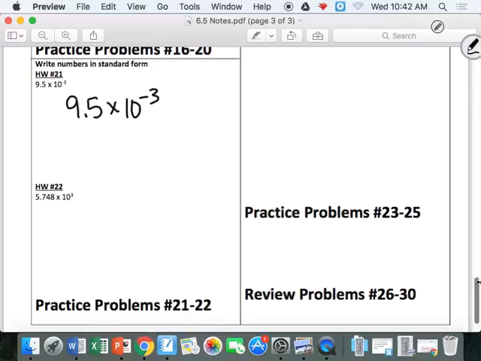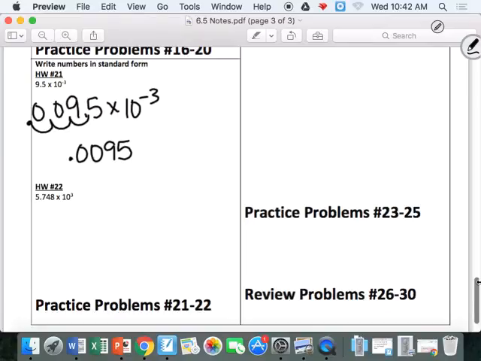So remember, if it's negative, I want this thing to be a small number, a decimal. So I need to move it left. 1, 2, 3. Fill in placeholders. So 0.0095. Okay, how many significant digits? Look at scientific notation to figure that out. 2.